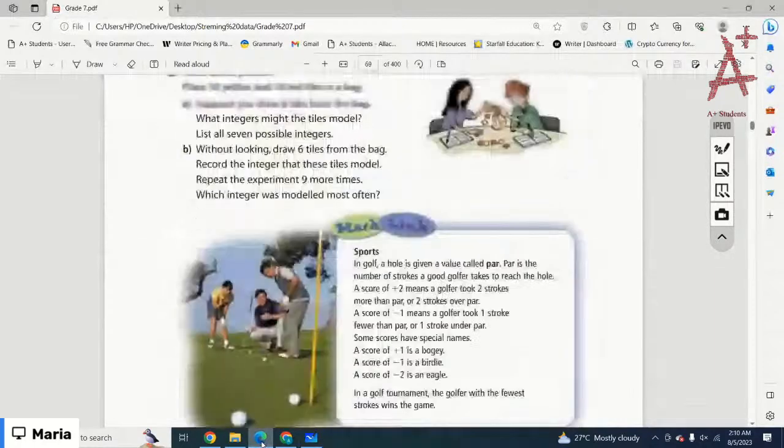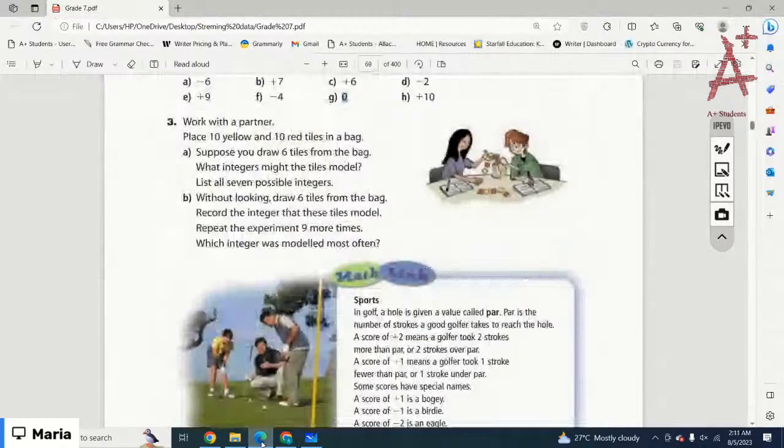Start with question number 3. Work with a partner. Place 10 red and 10 yellow tiles in a bag. Suppose you draw 6 tiles from the bag. What integer might the tiles model? List all 7 possible integers. Without looking, draw 6 tiles from the bag, record the integer that these tiles model, repeat the experiment 9 more times, and see what integer is modeled most often.